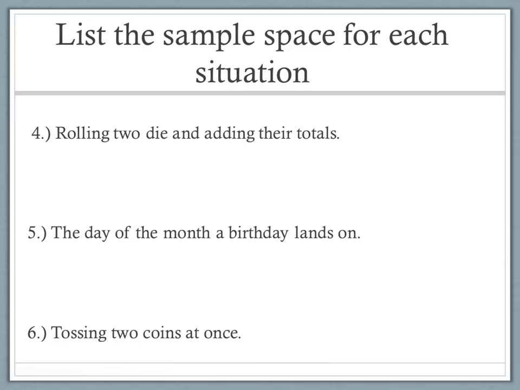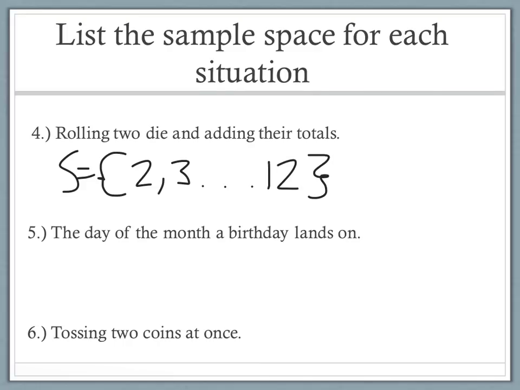Rolling two dice and adding their totals. If we roll 2 dice and add their totals, our sample space would be 2, 3, and we can get all the way up to 6 plus 6, which is 12. I can't use a dash like I did on the last one because I can't get a 0.5 or a decimal. To save some time, we can put dot, dot, dot, and then go all the way up to 12. That tells me that I'm following the pattern. You could even do 2, 3, 4, and then dot, dot, dot, all the way up to 12.